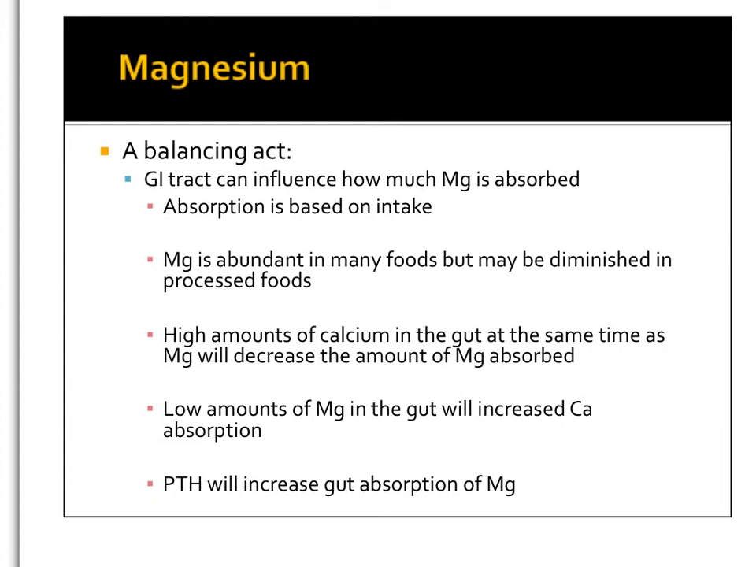Now, with high amounts of calcium in the gut, you're going to find there's an inverse relationship with regards to absorption of magnesium and calcium. So when there's high calcium in the gut, there's going to be a decreased amount of magnesium absorbed, and vice versa. When there's low magnesium in the gut, we will also increase the amount of calcium that we absorb. In addition, parathyroid hormone will also increase our gut absorption of magnesium. So you can see they're already starting to show how these things are interconnected with each other.